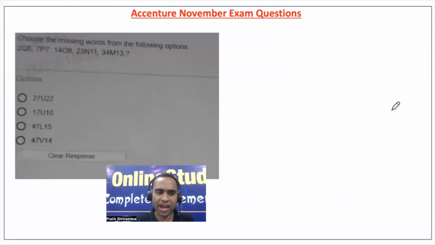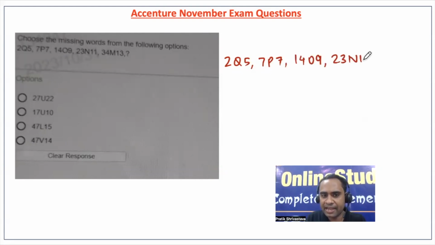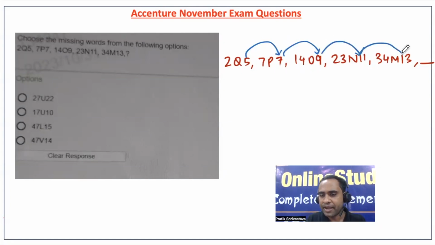Okay, fine. Then we have 2Q5, 7P7, 1409, 23N11, 34M13. Okay, next. So 5 plus 2, I will use another pen here. So 5 plus 2 will be 7, 7 plus 2 will be 9, 9 plus 2 will be 11, 11 plus 2 will be 13, 13 plus 2 will be 15. So my last number is 15. Now, why do I need to check further things? I am very clear that the last will be 15. Option C will be the correct answer.